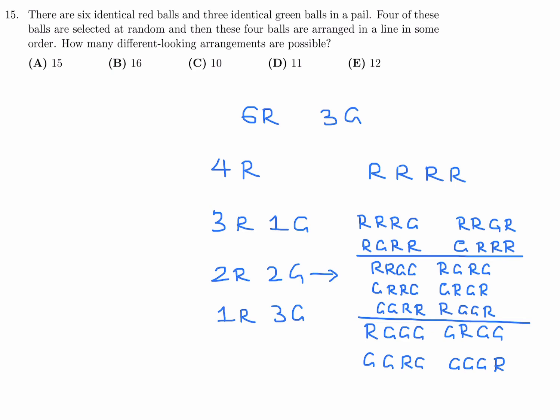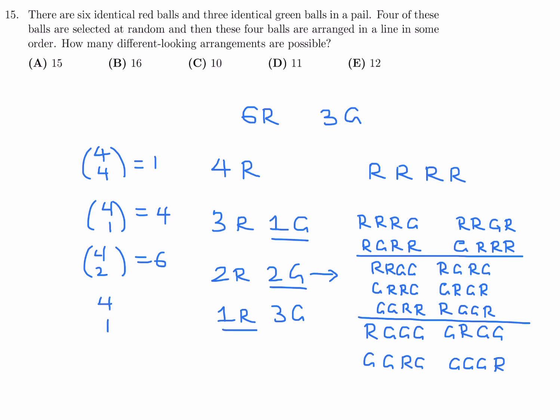If you don't want to write them all out, you can just use choose notation. So from 4, choose 4, and this is just 1. From 4, choose one of those spots to put the 1 G, and that's 4. From 4, choose 2 spots for the 2 G's, and that is 4 choose 2, which is 6. And then finally, from the 4 slots, choose 1 to put that 1 red, and that's 4. As you can see, you get the same results. Whichever way you like better, add them all up, and you will get 15. So number 15, the answer is 15, and that would be choice A.